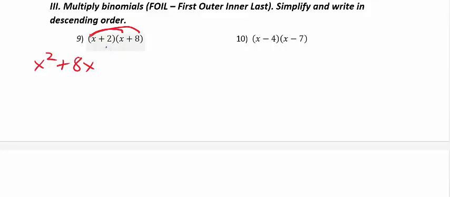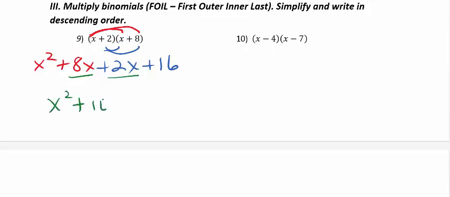Then we're going to multiply our inner terms, which is 2 times x, 2x. And then our last terms would be 2 times 8, and that would be 16. We can combine like terms. Our 8x and our 2x get combined, and so we rewrite this as x squared plus 10x plus 16.